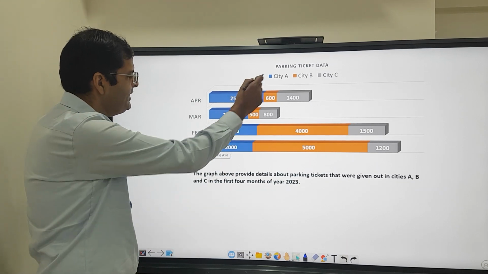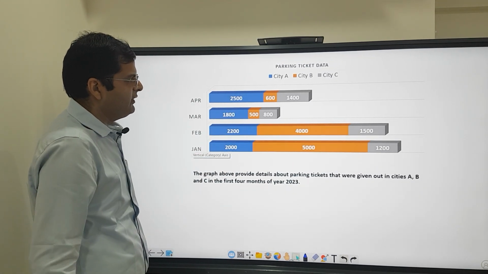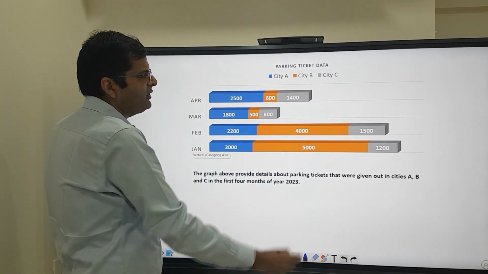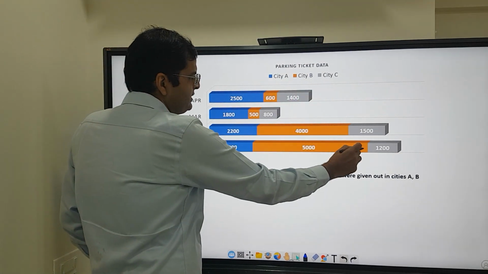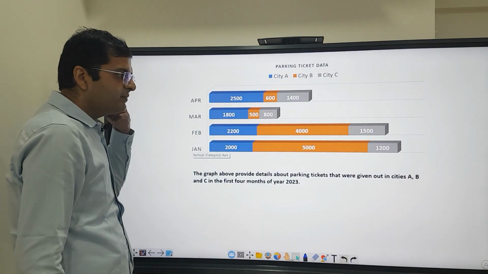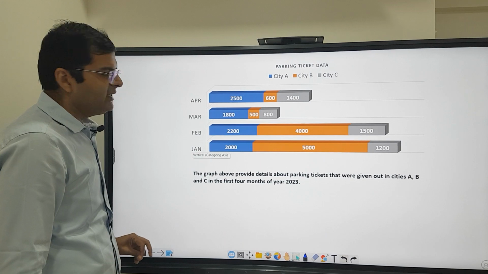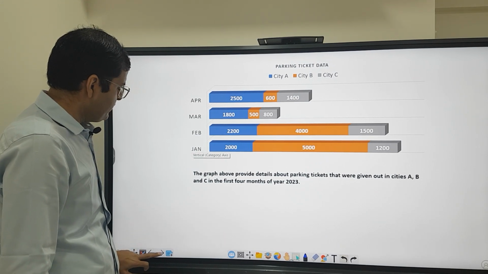For example, in city A, in January 2000 tickets were given out. For city B, in January 5000 tickets were given out. And for city C, in January 1200 tickets were given out. Okay, so this is the data that we have. Now we'll see the questions based on it.